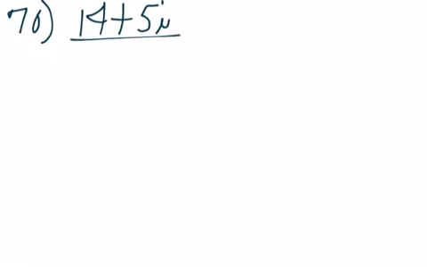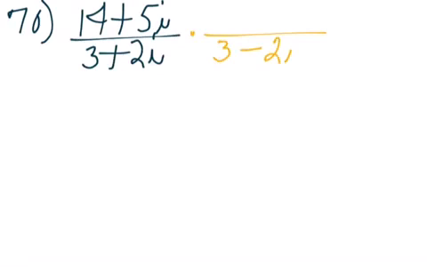If you will look at number 70, you have 14 plus 5I over 3 plus 2I. When we divide, we have to multiply by the conjugate. The conjugate is a twin, except that the I's are different. So the sign on the first number is the same, but the sign on the second number has to be the opposite. Now we're ready to FOIL.